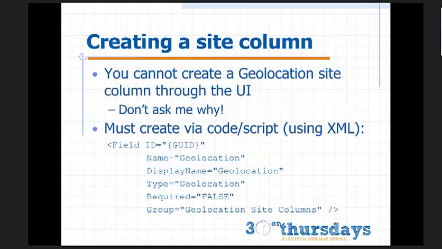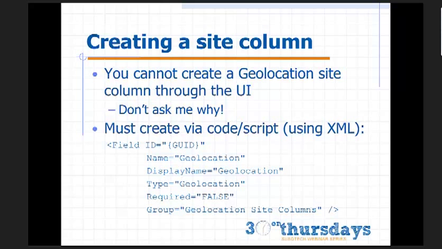So once you've done that, we actually need to start by building out a geolocation site column through the UI. But wait, we can't build one through the UI. Unfortunately, I don't have a good answer, and really none of the literature out there has a very good answer about why it's not possible to create a geolocation site column through the UI. It simply cannot be done.